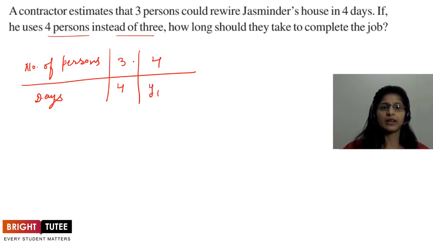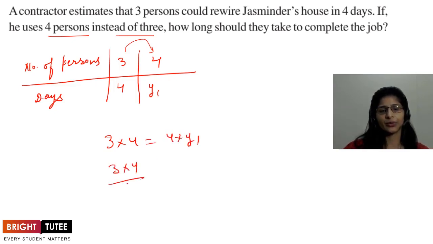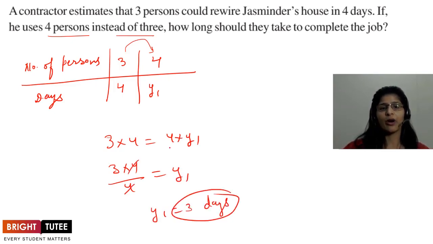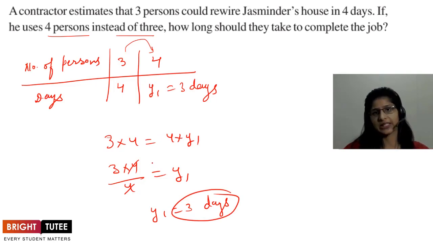Now the number of persons is increased, so the number of days would be less definitely. So inverse proportion, so we'll solve it like this. 3 into 4 upon 4. So y1 is coming out as 3. So instead of 4 days, now how many days would be used? 3 days to rewire the complete house by increasing one more person.